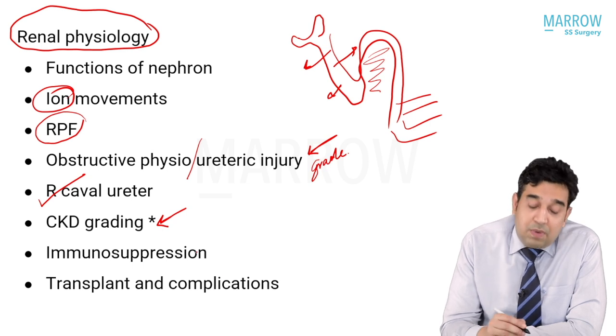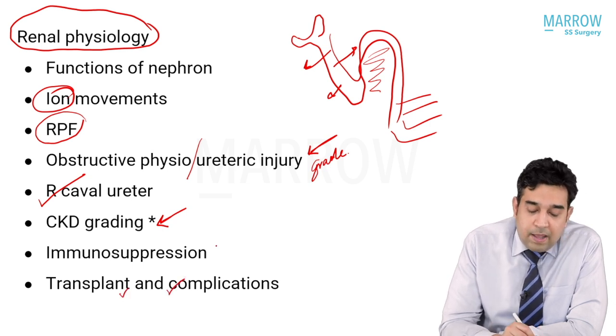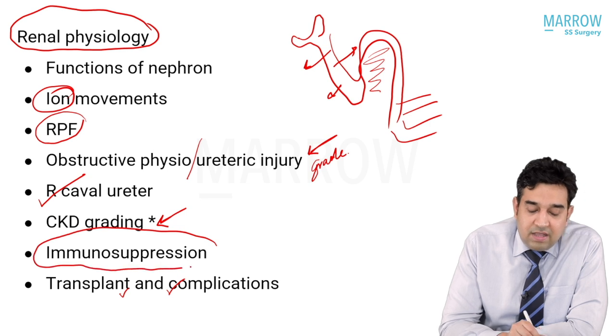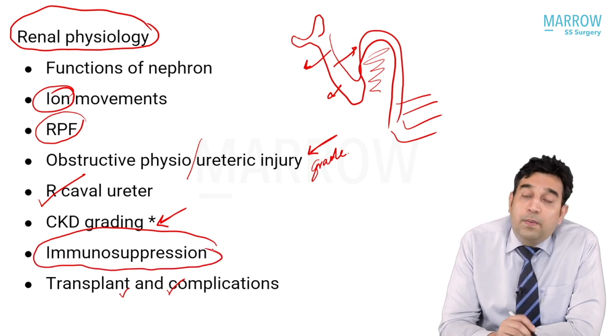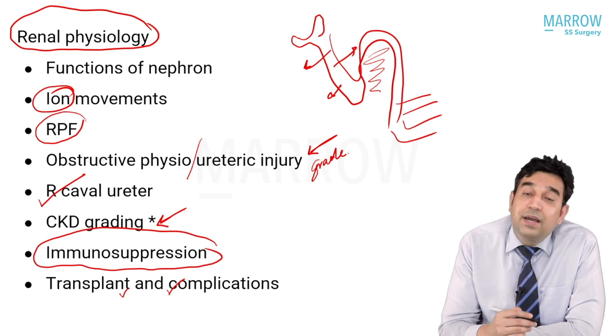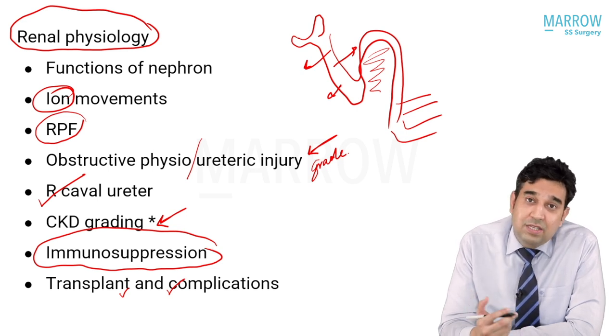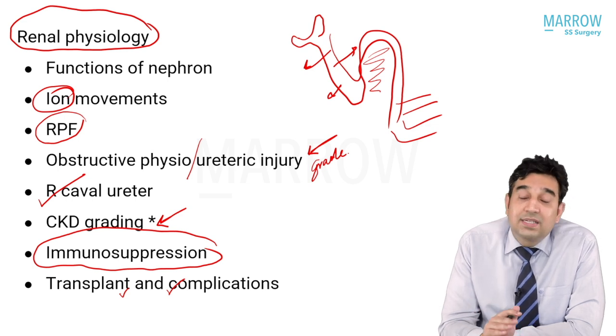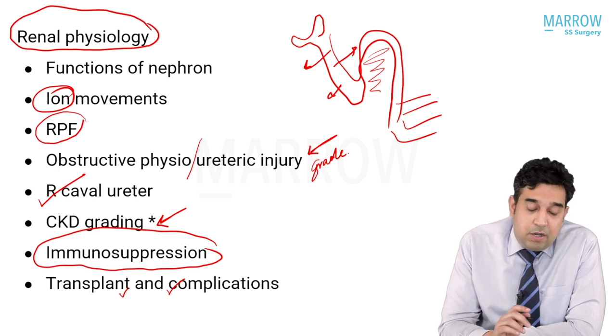We should know about transplant, its complications, and we should know about immunosuppression, as I already said in the immunology part. You should know how the various immunosuppression agents act, what are the criteria by which we select the recipient, the donor. So all these kind of things should be very, very clear to all of us when it comes to renal physiology.